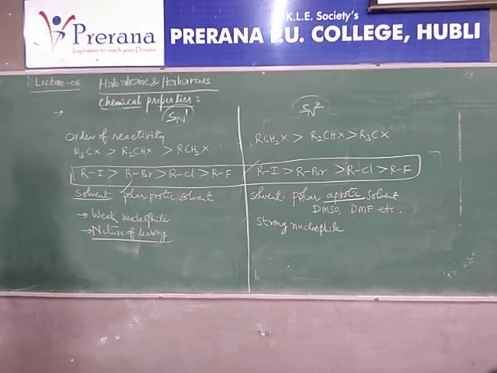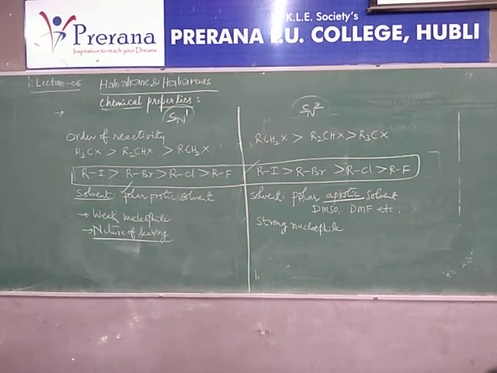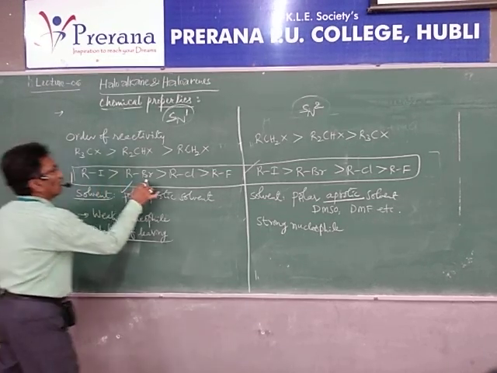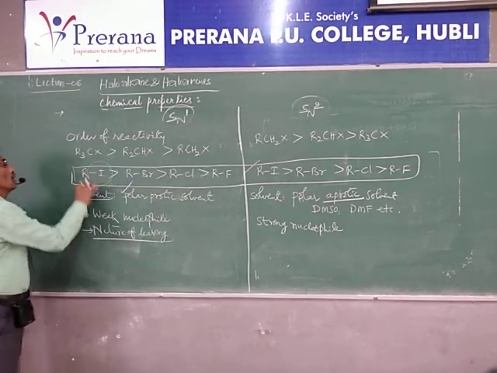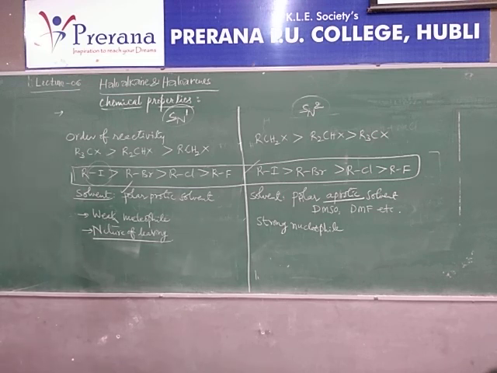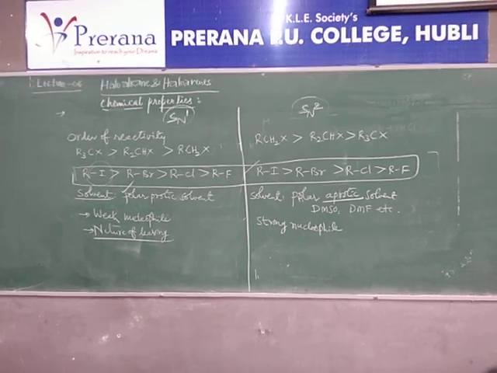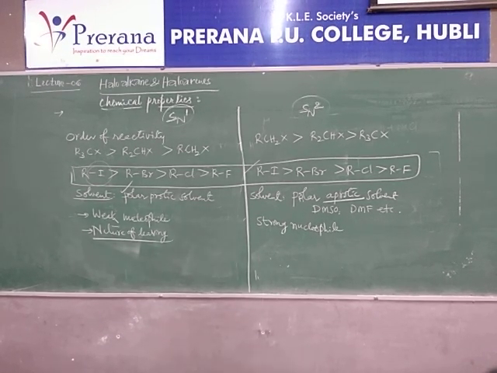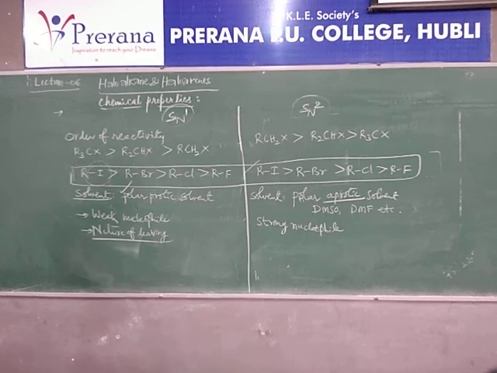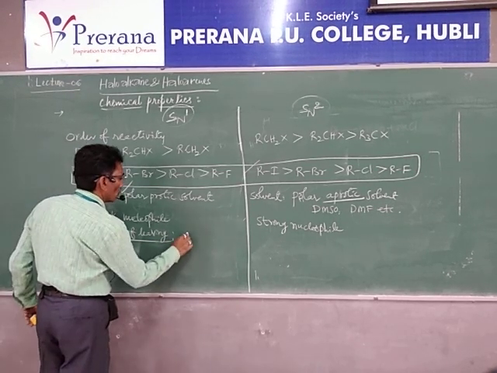In both cases, the nature of the leaving group is that it is easy to leave. Which one is easy to leave? I, Br, Cl, F. Due to longer bond distance, it is easy to cleave. So I minus is a good leaving group when compared to other halogens. I greater than Br greater than Cl greater than F. Yes, it is a good leaving group in both cases.